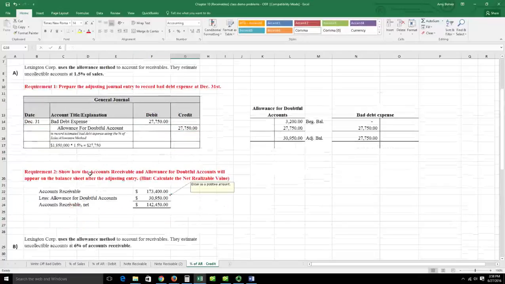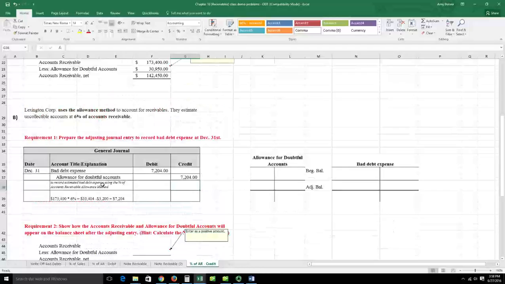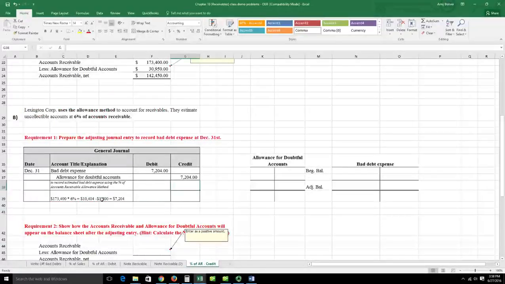Okay, so percent of sales is just sales times the percentage that they give you, but percent of accounts receivable is going to be your accounts receivable balance times the percentage, and then you also have to know, do you have a debit balance or a credit balance in the allowance for doubtful accounts? If it's a credit balance already, then you subtract that to come up with your journal entry amount. If it's a debit balance, then you add it to come up with your journal entry amount. And then you just plug that into your journal entry.